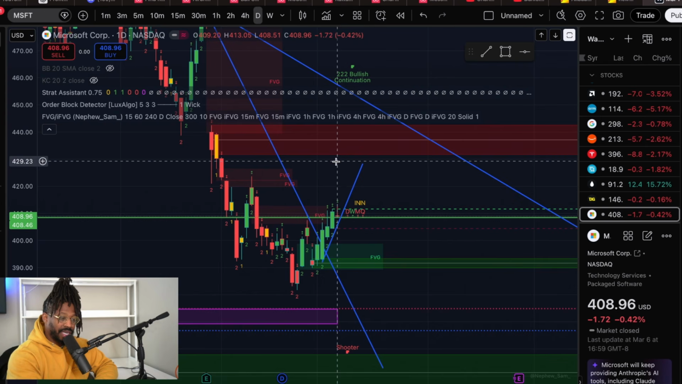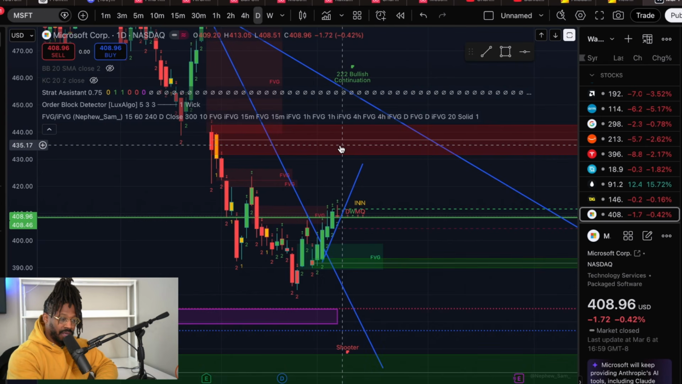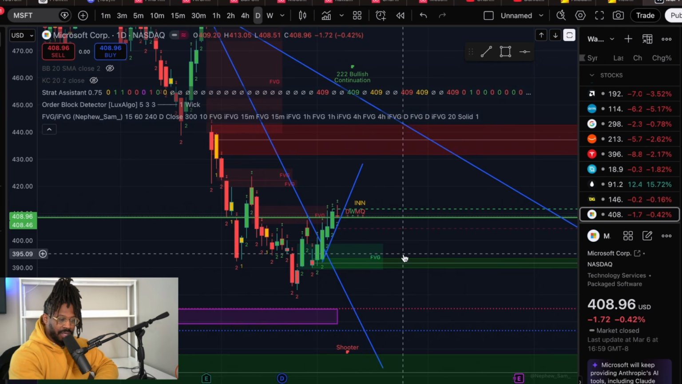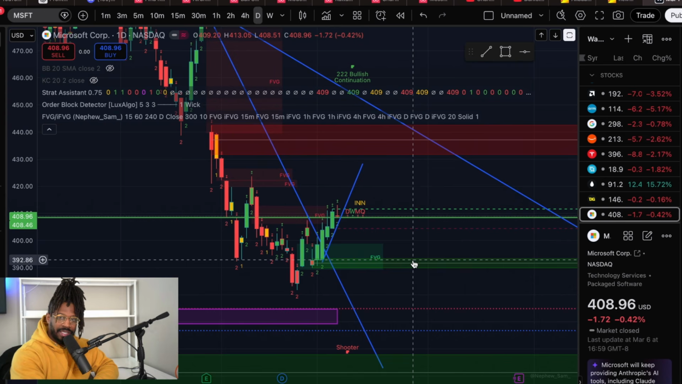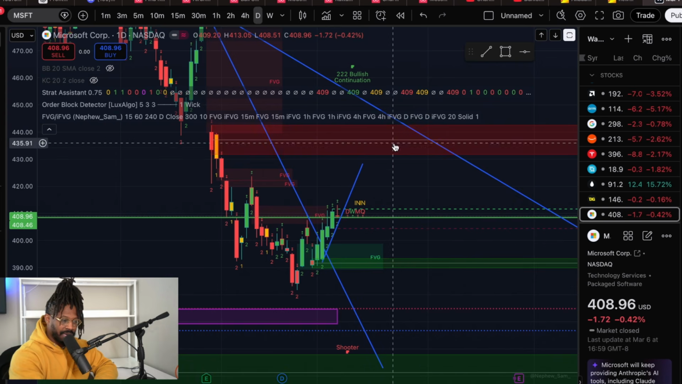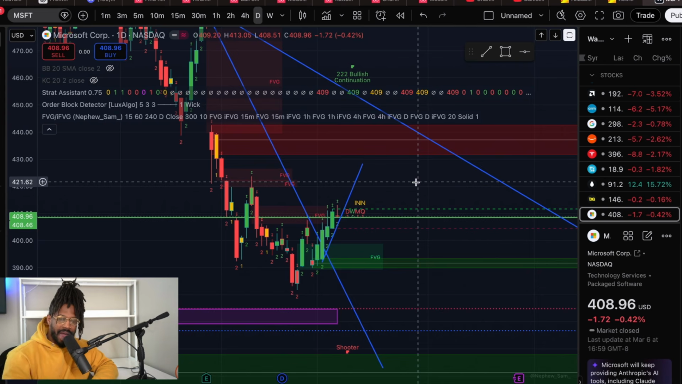And never take trades into the order block in the opposite direction of what that order block represents. So this order block represents bearish. Don't take calls into it. This order block represents bullish. Don't take puts into it. It just doesn't make sense. The likelihood of you being correct is a lot lower than you being correct just following the direction of the order block. So taking calls here and taking puts here would be way more high probability.